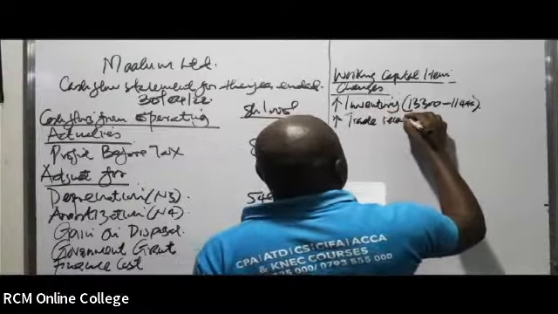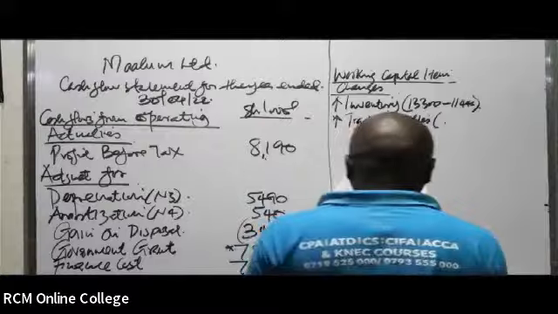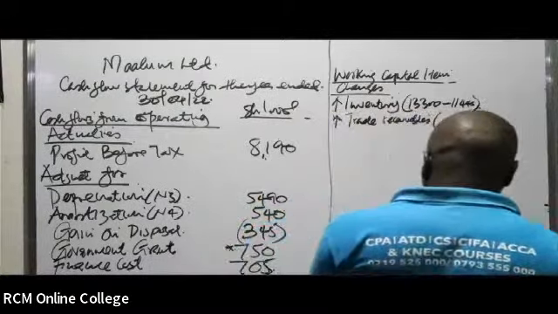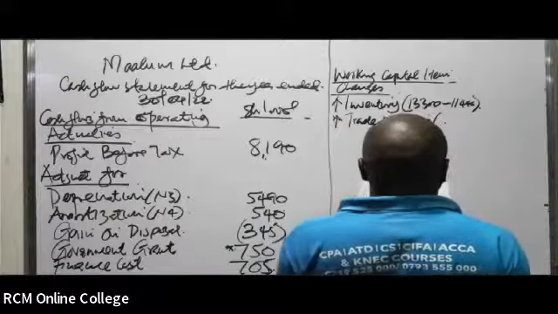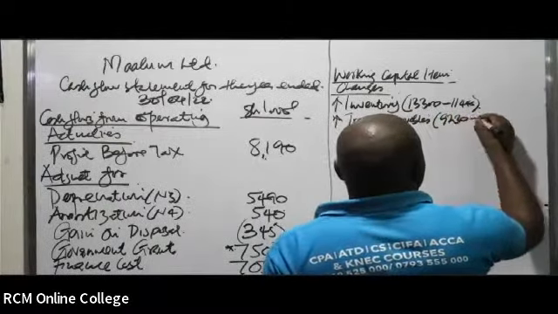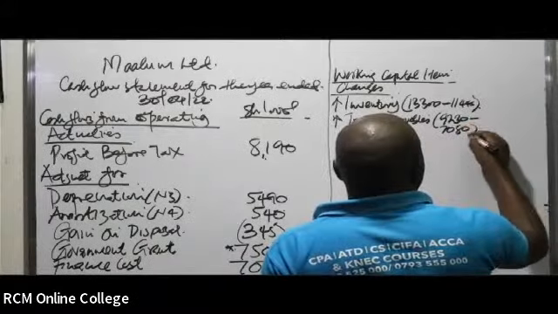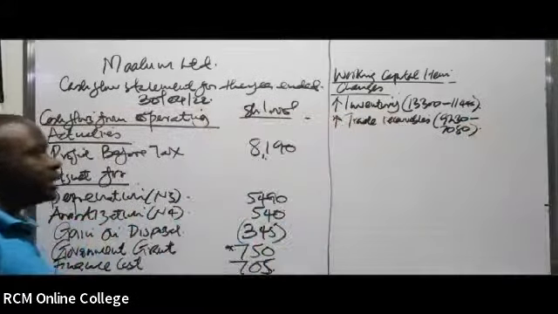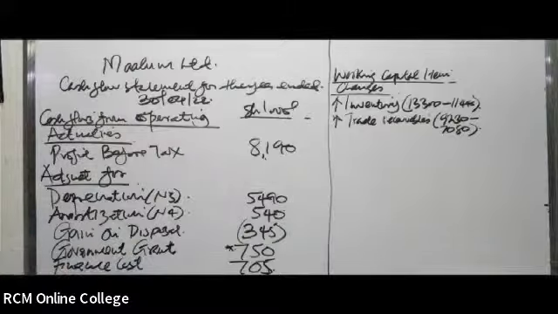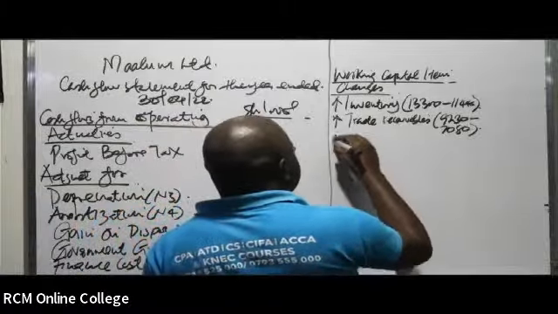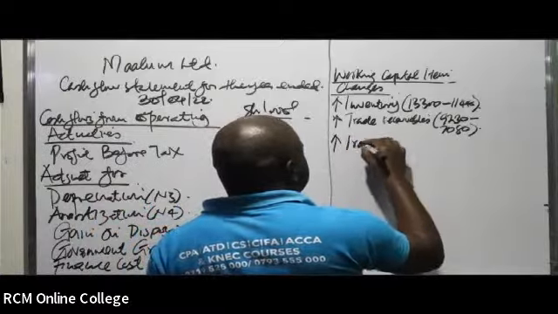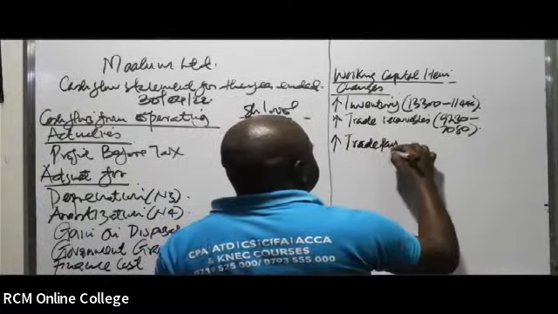For the trade receivables, there was an increase from 7080 to 9230. So 9230 minus 7080. Then for the trade payables, there was also an increase, and therefore we will add it. So we add the increase in trade payables.